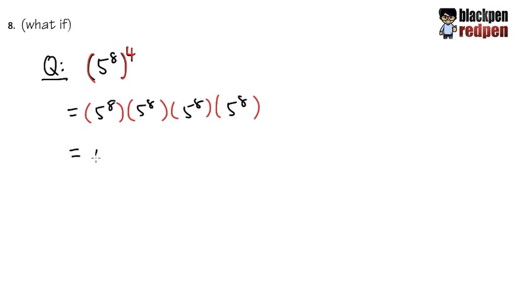Let's do it. So let me write down the 5, and let's just work this out together. 8 plus 8 is 16, plus another 8 is 24, plus one more 8 is 32. So we know this will be 5 to the 32 power. And this is how we take care of exponents.